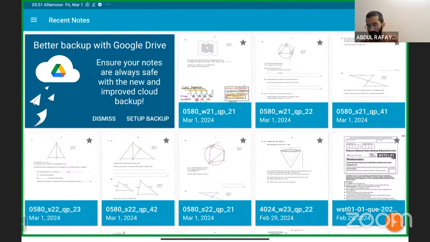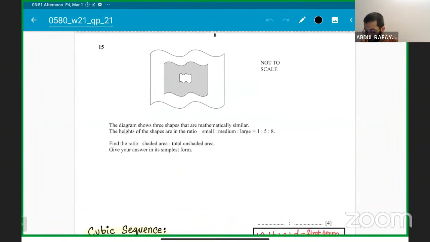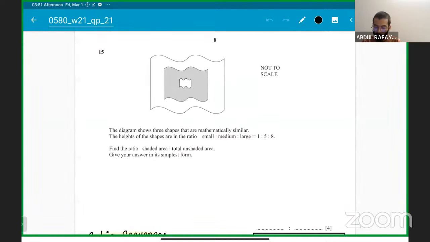Everything is good. So let's get started with the questions on the similarity and congruency chapter. Let's start with one of the technical, difficult questions, which is of 4 marks. So let's talk about this question.